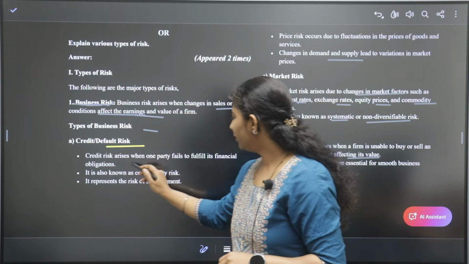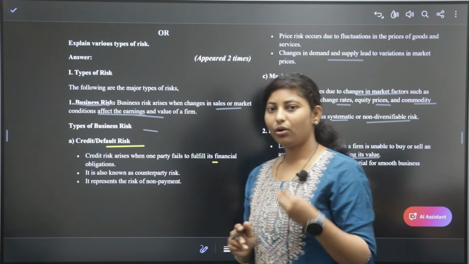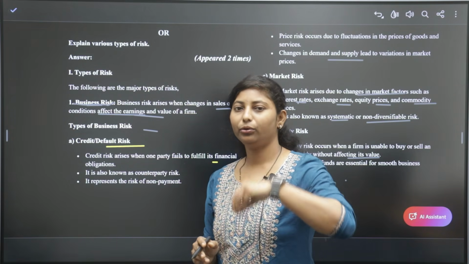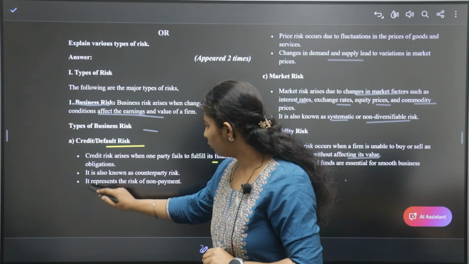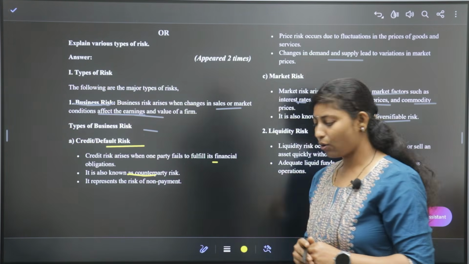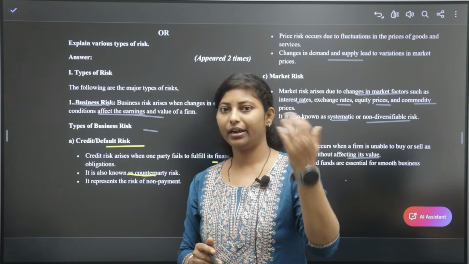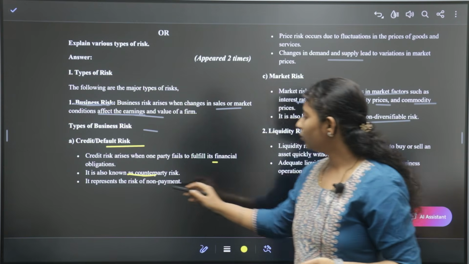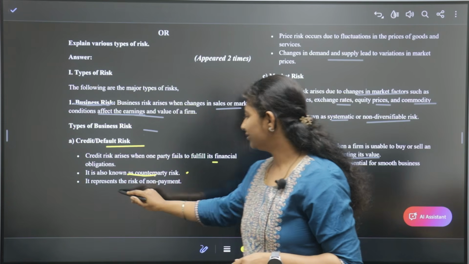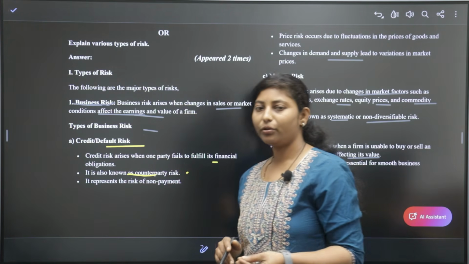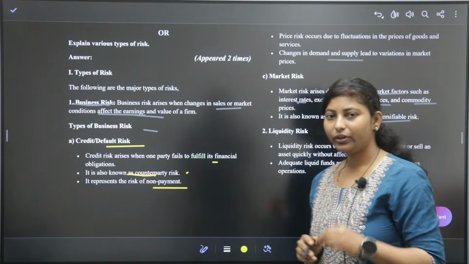Okay, so let's see. Credit risk arises when one party fails to fulfill its financial obligations. So he is not willing to pay whatever the financial obligations are. And one more thing, it is also known as counterparty risk, because the risk is generated by some other party from outside the company. So that is also known as counterparty risk. And one more thing here, it represents the risk of non-payment. They are not able to pay it back, so we say it is a risk of non-payment.